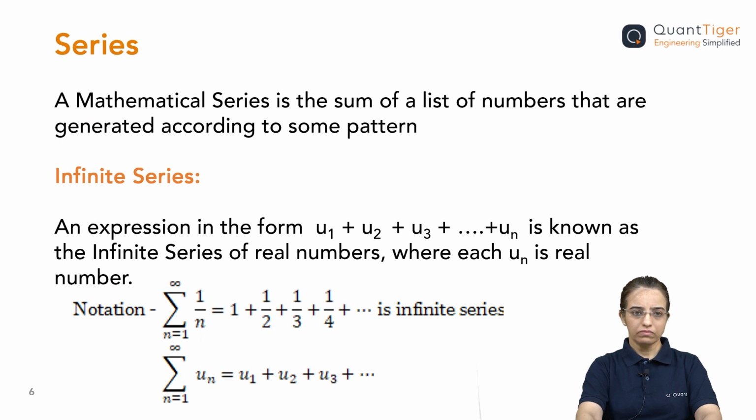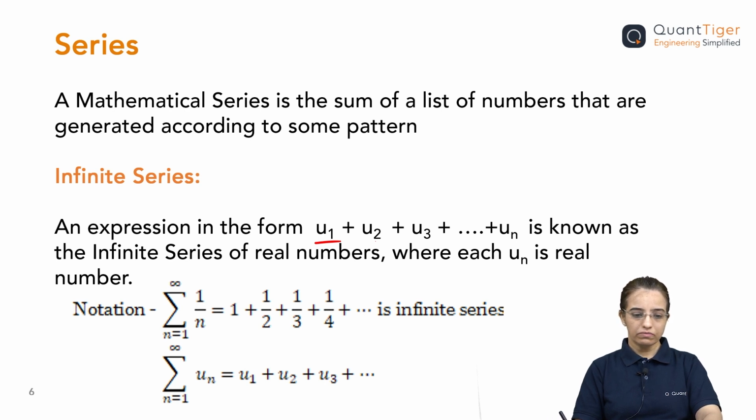Now next is a series. In the sequence we have put different terms separated by commas. In a series, we write a sum: these terms are written in addition with each other, like a sum of a list of numbers. Like I have written here u1 plus u2 plus u3. These u1, u2 are nothing but the terms in the series, and we are putting them in the form of addition.